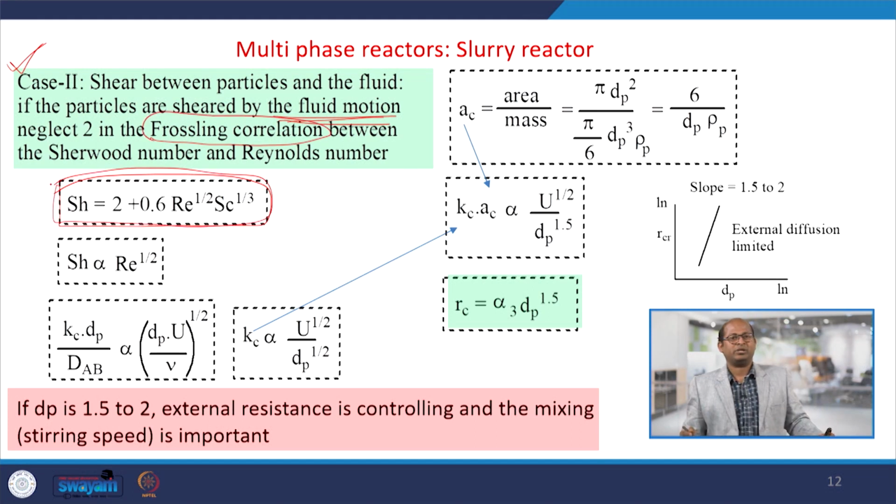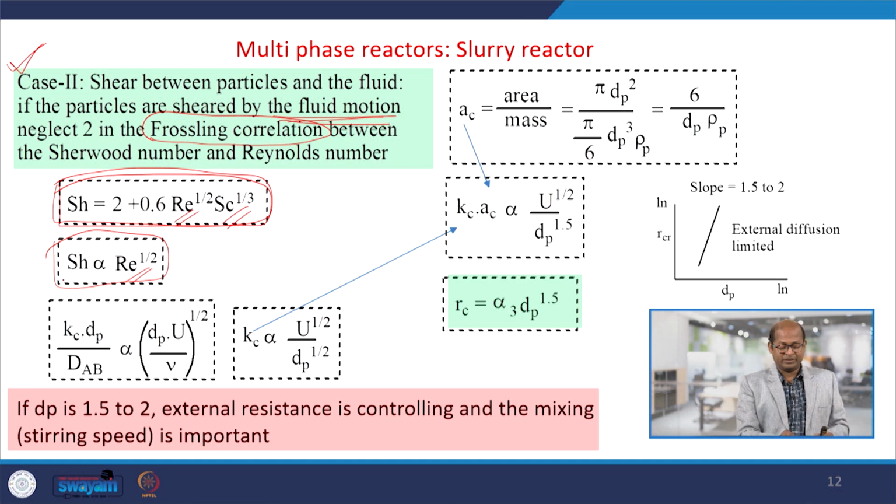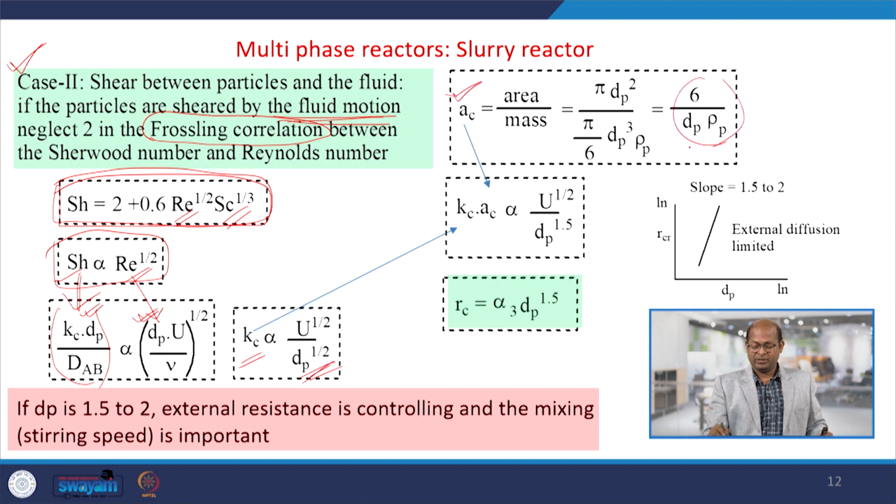In the flow correlations, you have studied how the Sherwood number, Reynolds number and Schmidt number are related. The Sherwood number is directly proportional to the Reynolds number to the power half. Sherwood number equals Kc dP by dAB, and Reynolds number equals dP u by nu. Then from here we can write Kc proportional to dP to the power half over dP, so Kc is inversely proportional to dP to the power half, and from AC we know this. Now Kc and AC equal this.